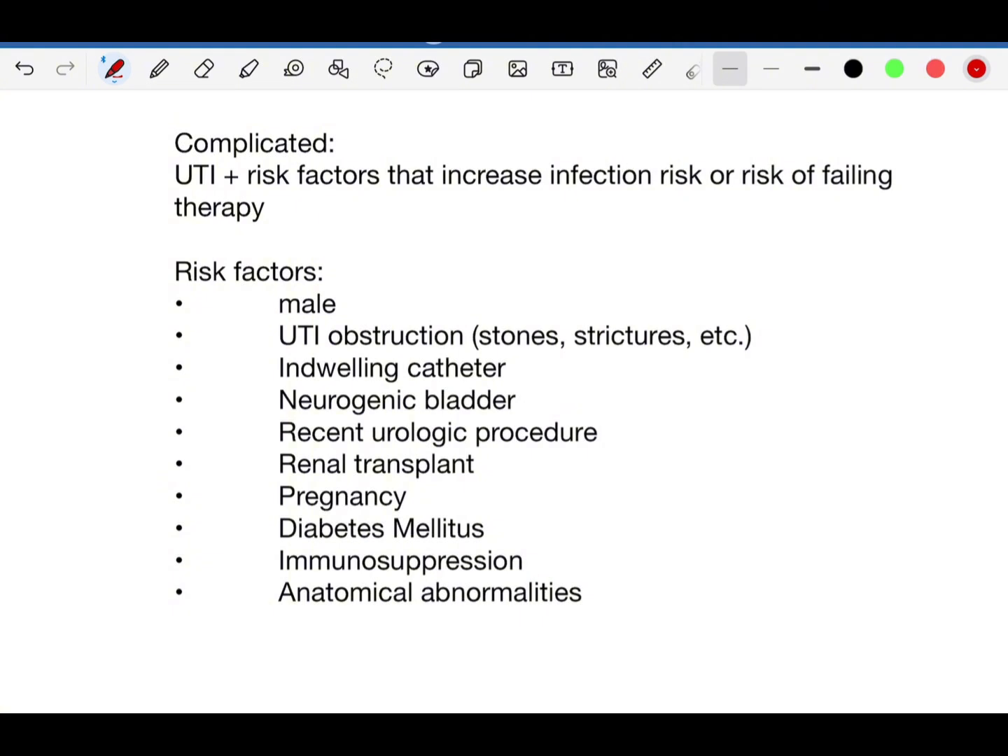And what makes it complicated, and I've written this out here, is that there are now risk factors that increase infection risk or a risk of failing therapy, so antibiotics. So what are these risk factors? Well, it's basically going to be everything that didn't apply to the uncomplicated patient. So a male patient, UTI obstruction, so specifically that's going to be stones, strictures, things like that. Indwelling catheter, neurogenic bladder. So think of someone who maybe had spinal trauma, they have a neurogenic bladder, they have a tough time urinating. And from the neurogenic bladder patients I've seen, a lot of the times they have an indwelling catheter. But neurogenic bladder, also a recent neurologic procedure, also a renal transplant, and then also a pregnant patient, so that will complicate a UTI, diabetes, immunosuppression, and then anatomic abnormalities.